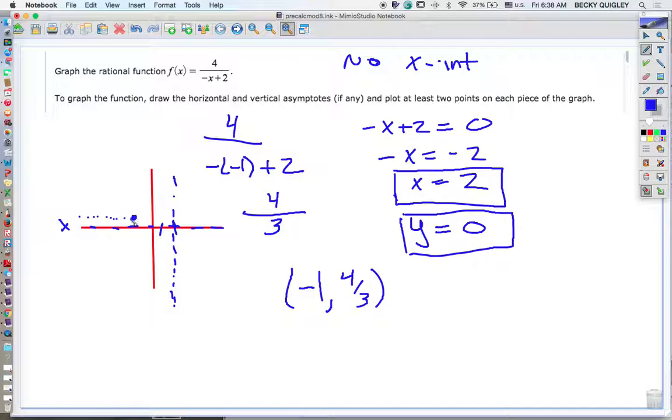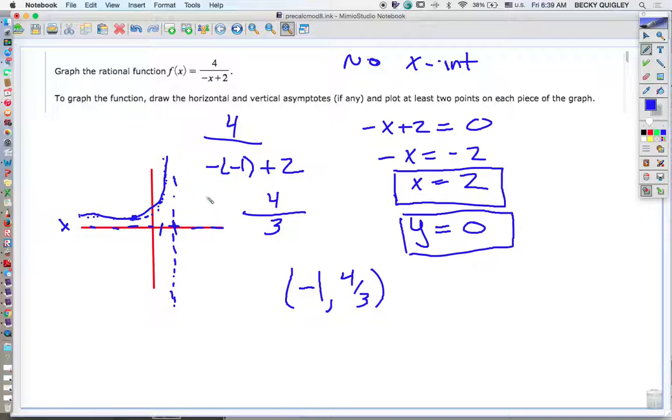So I know that I don't have x-intercepts here, and I know that this is a horizontal asymptote, and this is a vertical asymptote, lines that the graph will get close to but not actually touch. So that lets me know that my graph is going to follow those asymptotes.